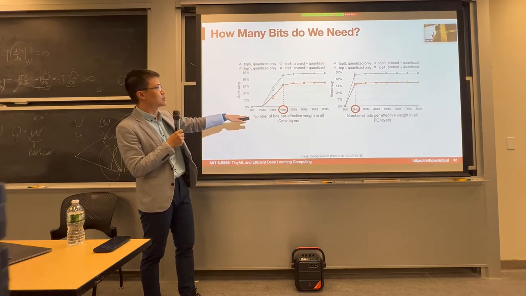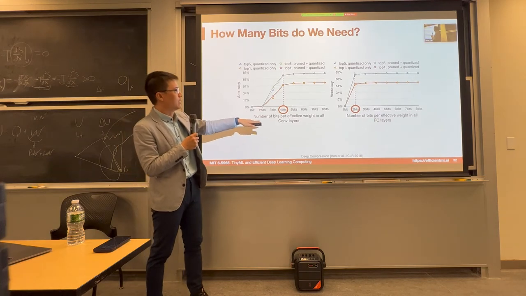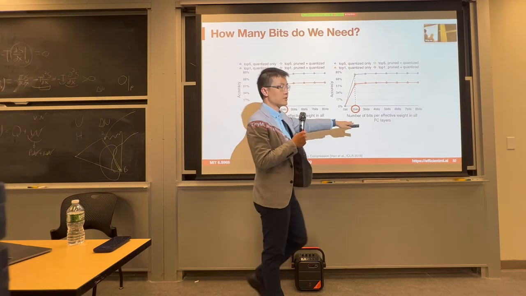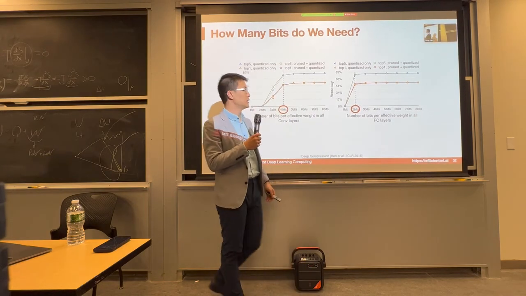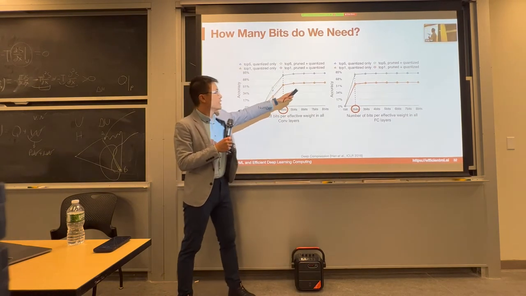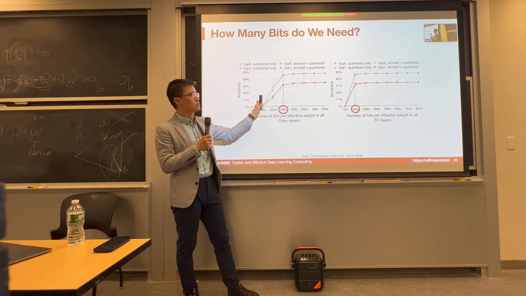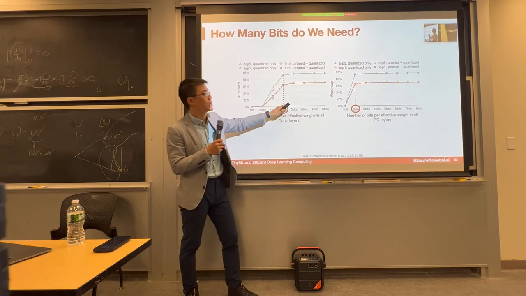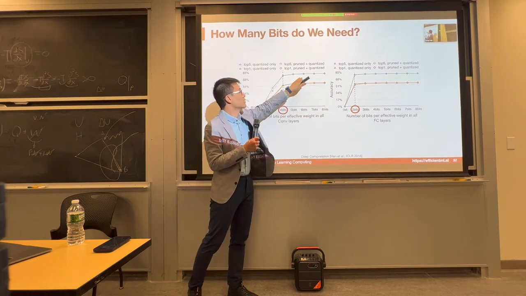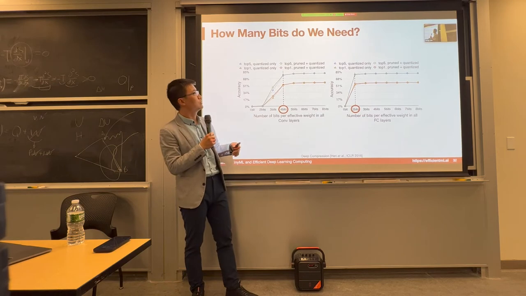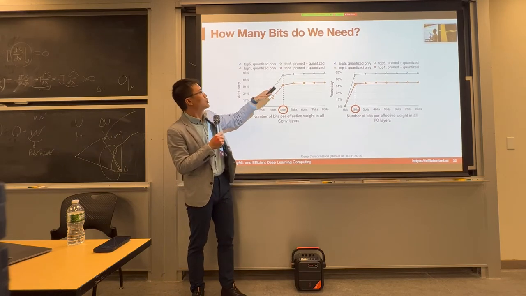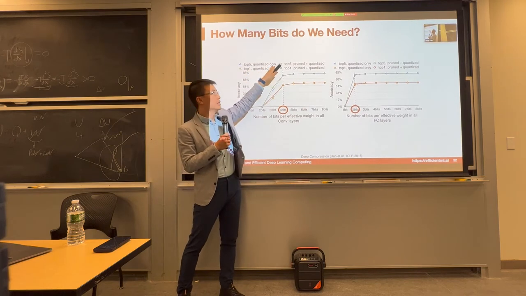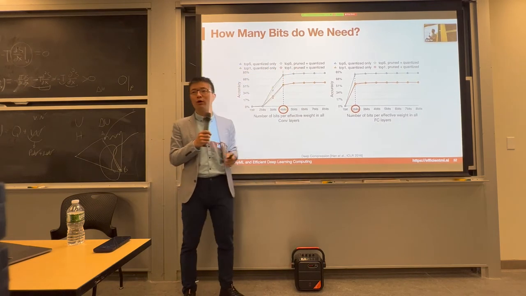Here is the experiment on AlexNet. This is the convolution layer, and this is the FC layer, the fully connected layer. For the convolution layer, as we reduce the number of bits, the accuracy begins to drop around 4 bits. This is the top 5 accuracy, this is the top 1 accuracy. And we are showing two scenarios. One is quantized only. The other is pruned and quantized.